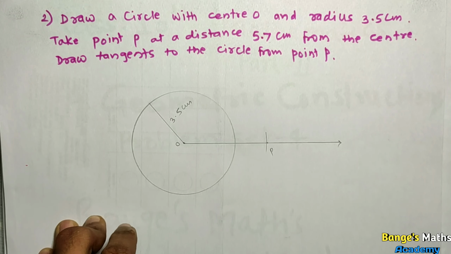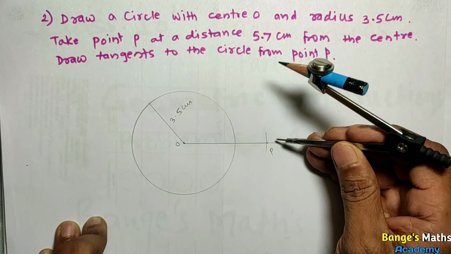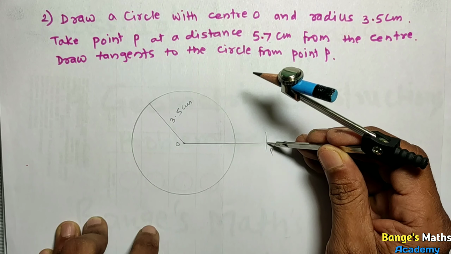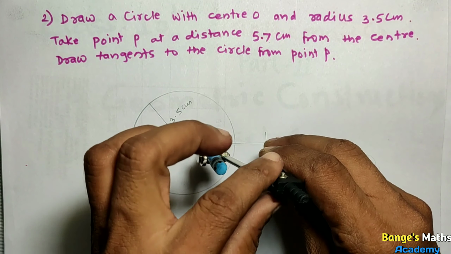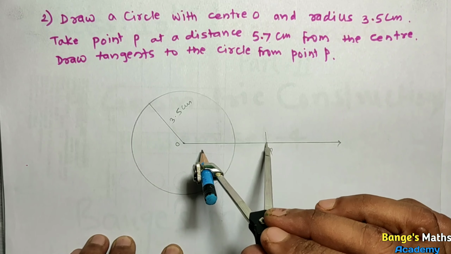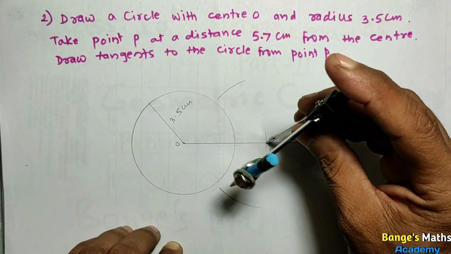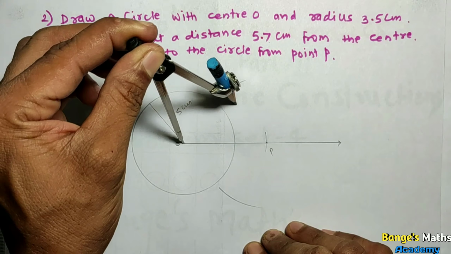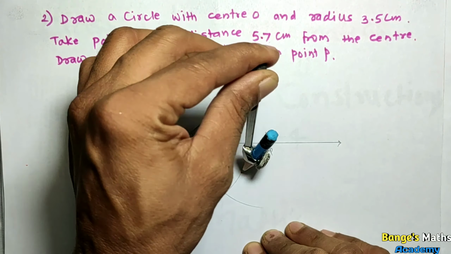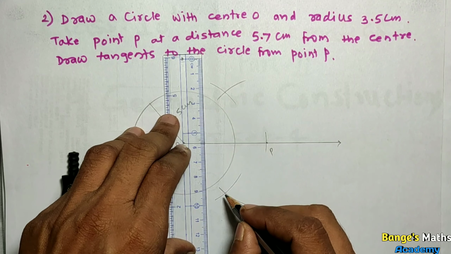From point P we have to draw tangent to the circle. So draw perpendicular bisector of segment OP. So take distance in your compass further apart, more than half of OP. Put still point on point P and draw arc to the upper side and to the lower side. Keeping the distance same, put compass on point O and draw intersecting arc to previous arc. Then join this with the help of ruler.